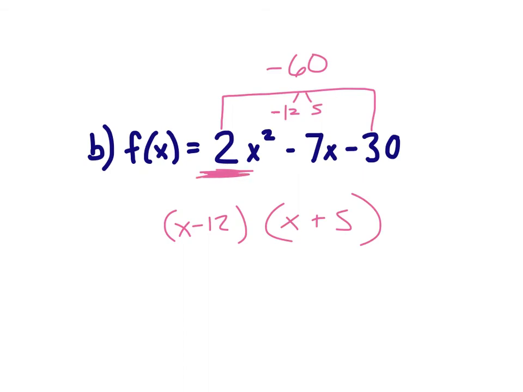But we can't forget about this number out front. So we're going to divide both of our numbers in our parentheses by 2. So we're dividing those numbers by our number out front. Now if it simplifies, we simplify it. If it does not, we move it to the front of x. So we have x minus 6. X plus 5 over 2 does not simplify, so we move this 2 out in front of x. So 2x plus 5.